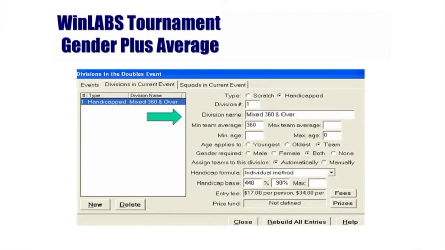Here we see an example of a gender plus average doubles division. The division is mixed, requiring one male and one female on each doubles pair. Note that the division name is logical. The minimum average is set to 360 and the maximum is set to blank. The age fields have been left blank. Note that we have set the gender required field to both. Only doubles teams that have one male and one female will be automatically placed in this division by WinLABS.